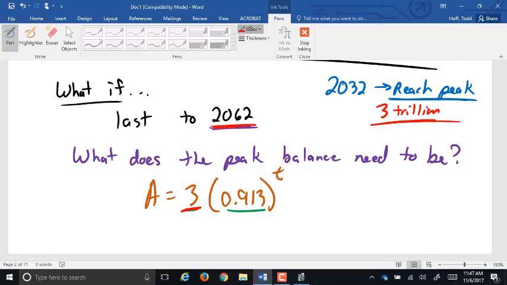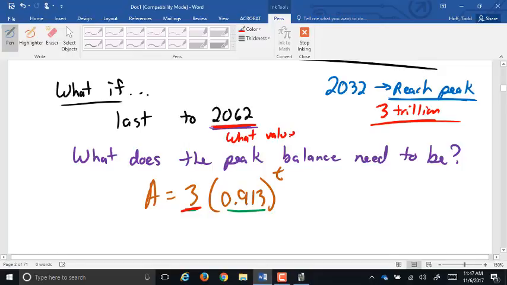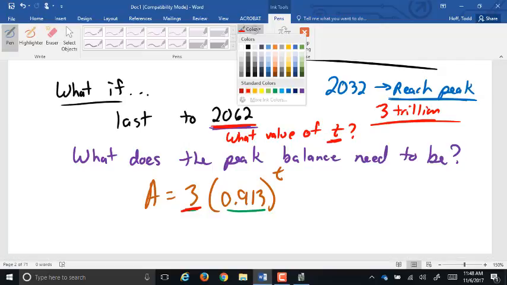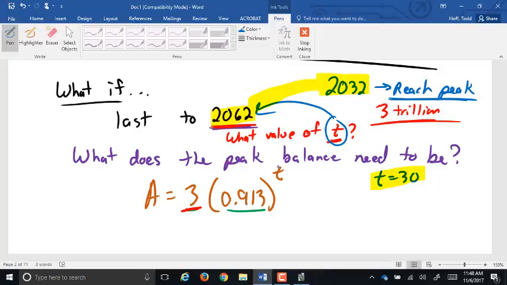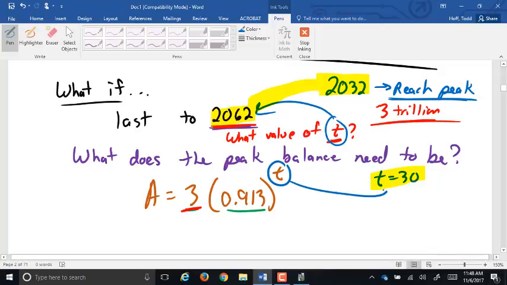2062 is how many years? What I'm asking is what value of t represents 2062? 30. Good. Where did you get the 30? Perfect. We just subtracted 2062 minus 2032, gave us 30 years. So we know that t here is going to become 30.